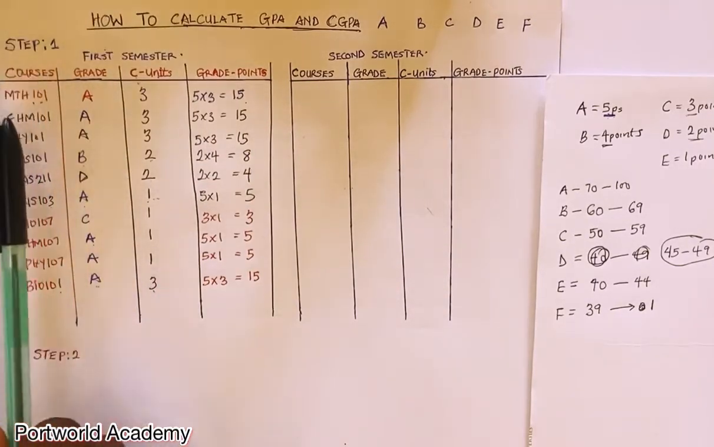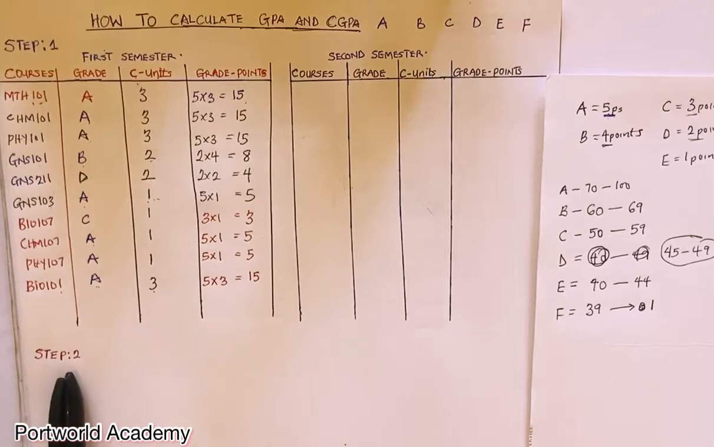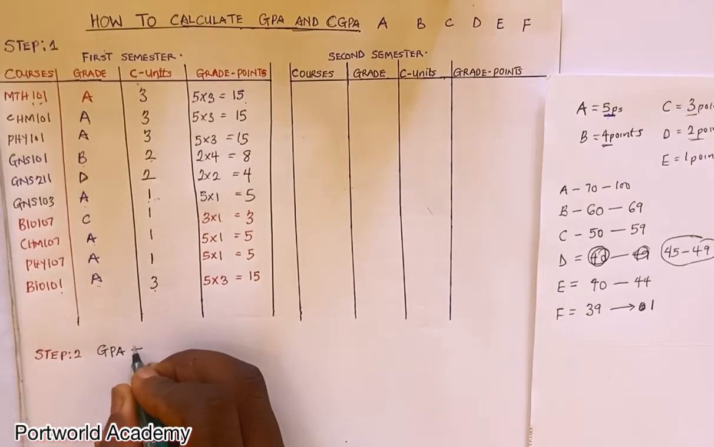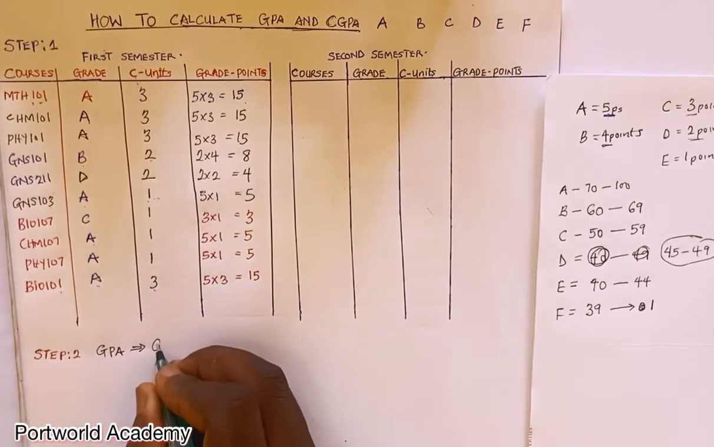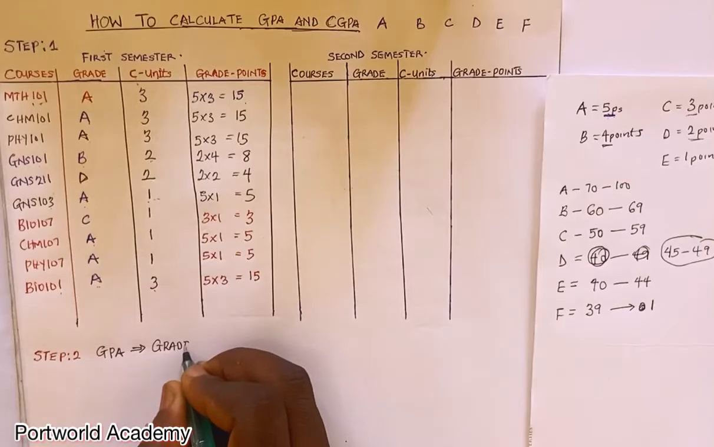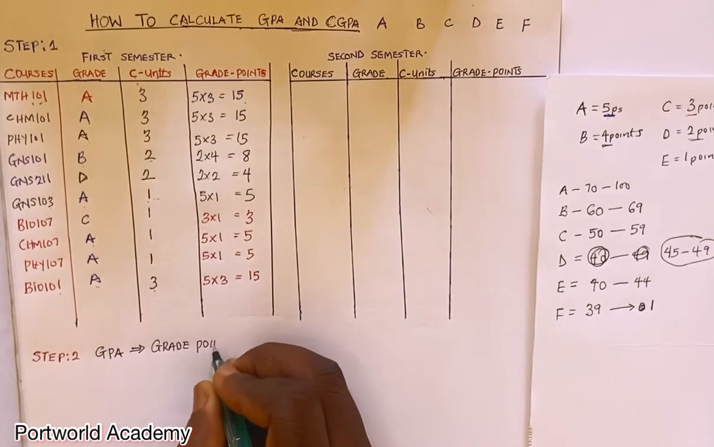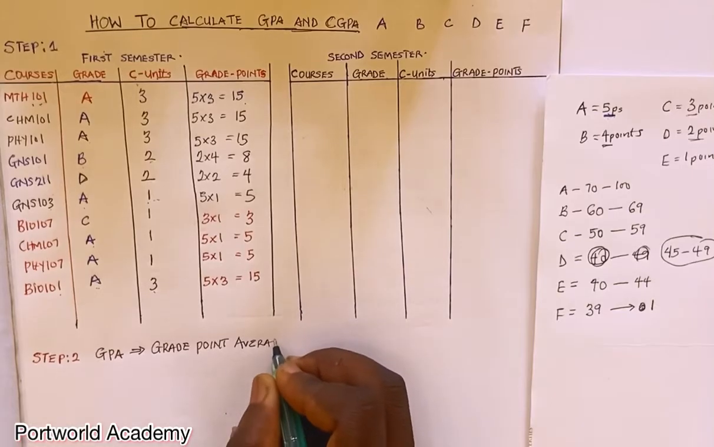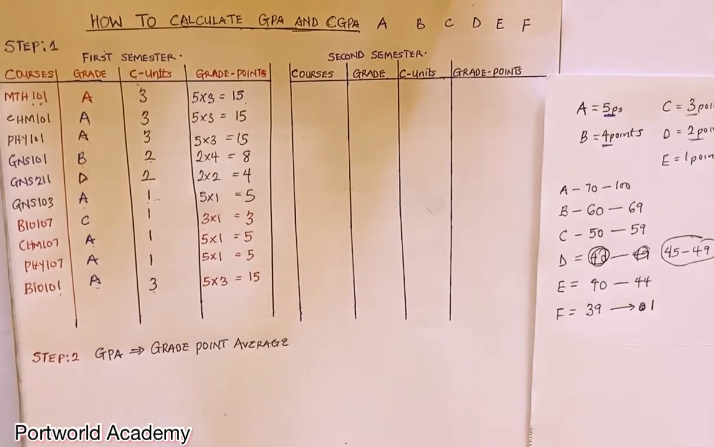Now, the first step is that you draw your table. The second step is that you go ahead and calculate your GPA. GPA is also known as the grade point average. Grade point average is just what you can have after a semester. So now look at this.